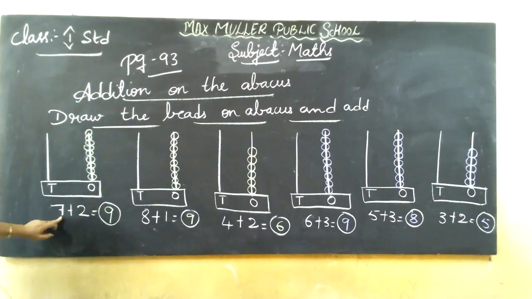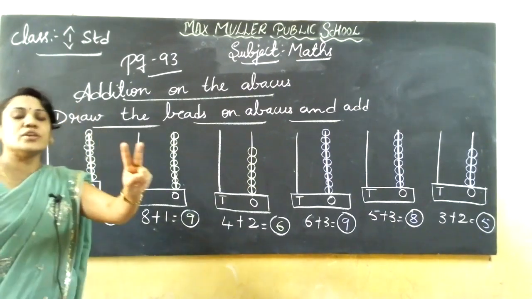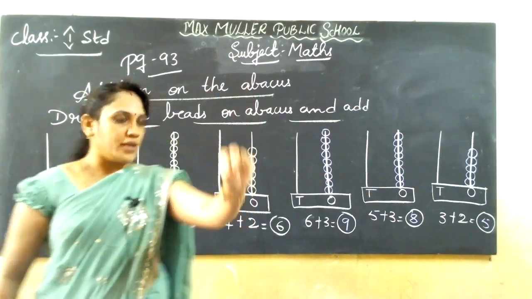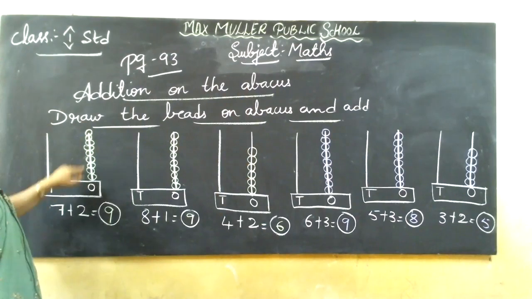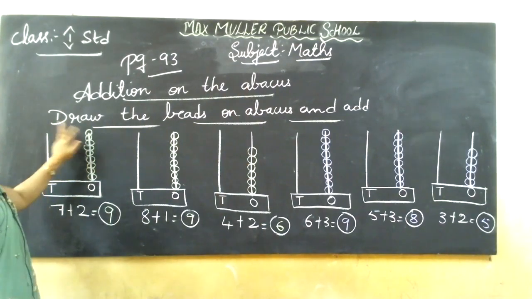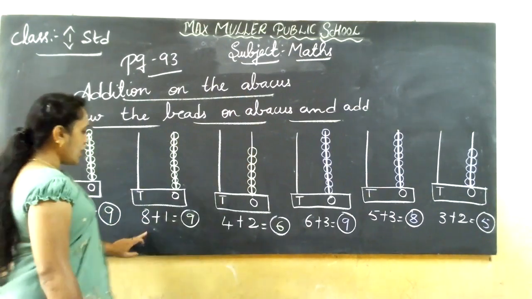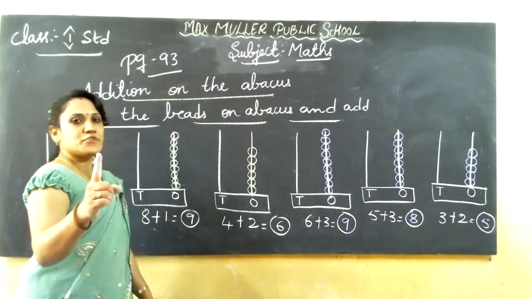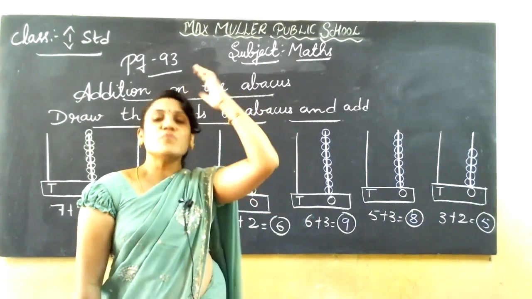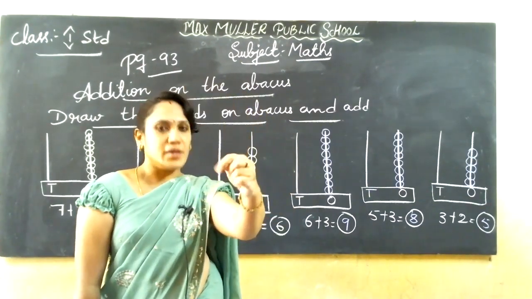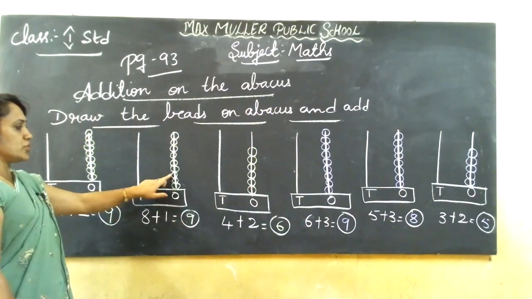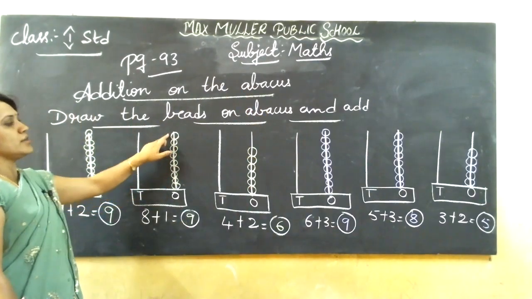You should do addition. 7 in the mind, 2 in the finger. Addition you should learn properly. After 7, 8, 9. What's the answer? 9. Draw 9 beads. 1, 2, 3, 4, 5, 6, 7, 8, 9. Next, come to the second sum. 8 in the mind, 1 in the finger. After 8, 9. So write 9 here, draw 9 beads. 1, 2, 3, 4, 5, 6, 7, 8, 9.